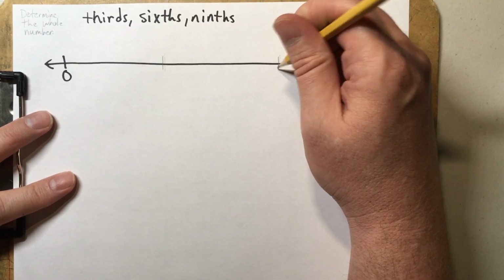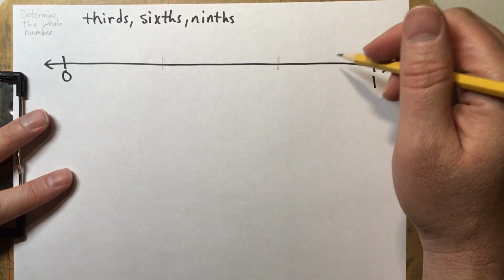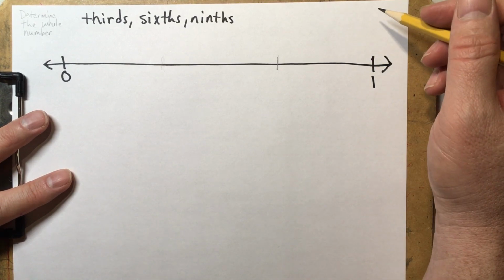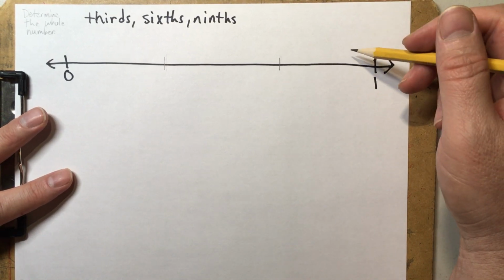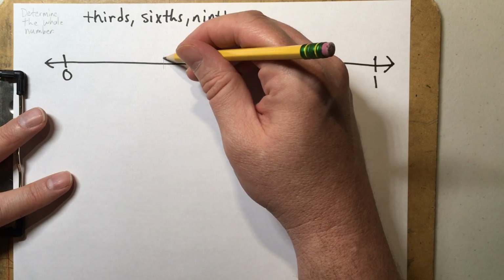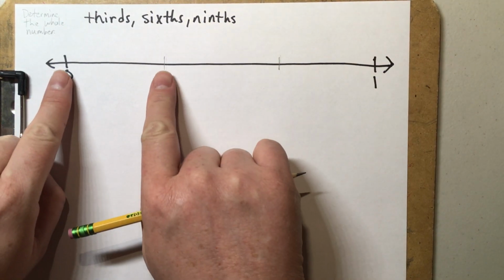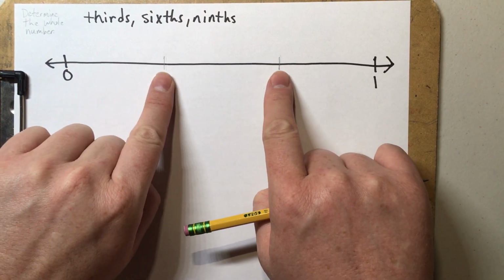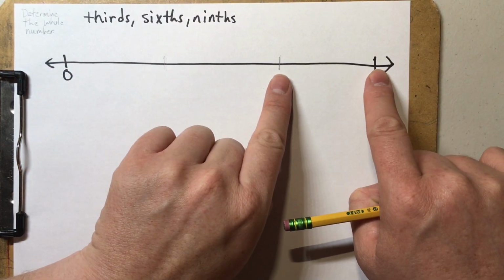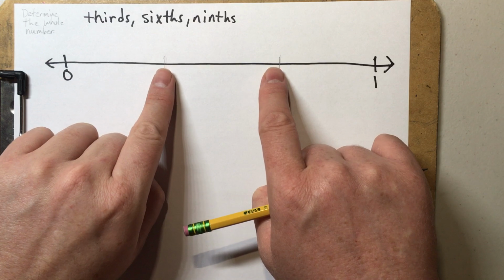Notice I'm not using a ruler right now. You can if you want to be really precise. Okay, but I'm just trying to imagine what it would be like for a kid if they don't have a ruler on a test, right? They want to be able to approximate that better. Use some sort of non-standard unit of measurements. Okay.